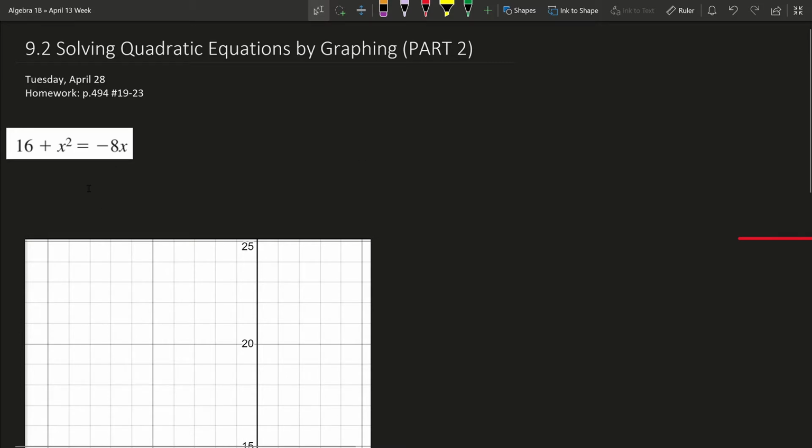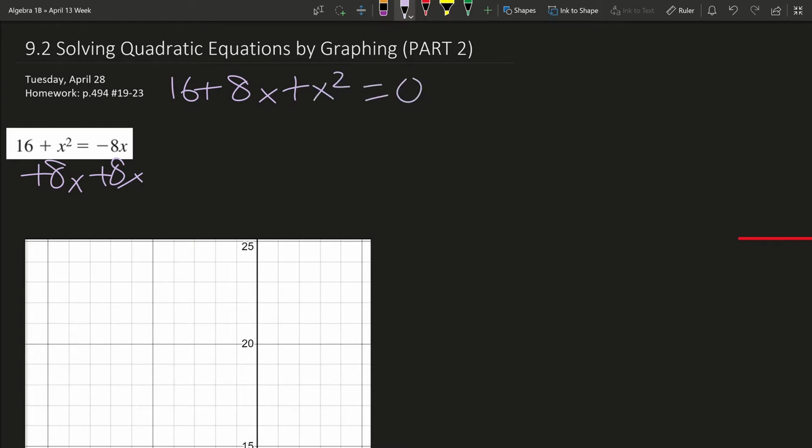16 plus x squared equals negative 8x. So the first thing you should notice is whether it's in standard form or not. Since it's not in standard form, we're going to need to convert it. To do that, we're going to need to move negative 8x to the left side, and we can do that by adding 8x to both sides, which gives us 16 plus 8x, you can put the 8x wherever, plus x squared equals 0.